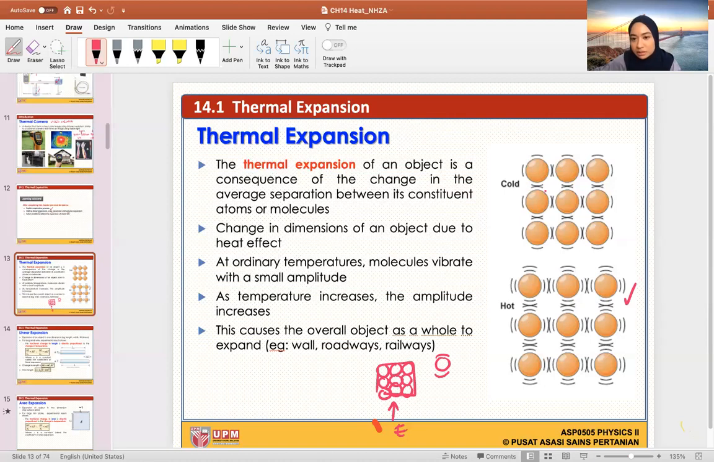Mula-mula diorang duduk diam je. Tu saya kasih Pepsi. Pepsi kan banyak gula kan. So this, you can assume it like heat energy. They absorb this energy, becomes hyper because of the extra sugar. What happens? They vibrate vigorously.